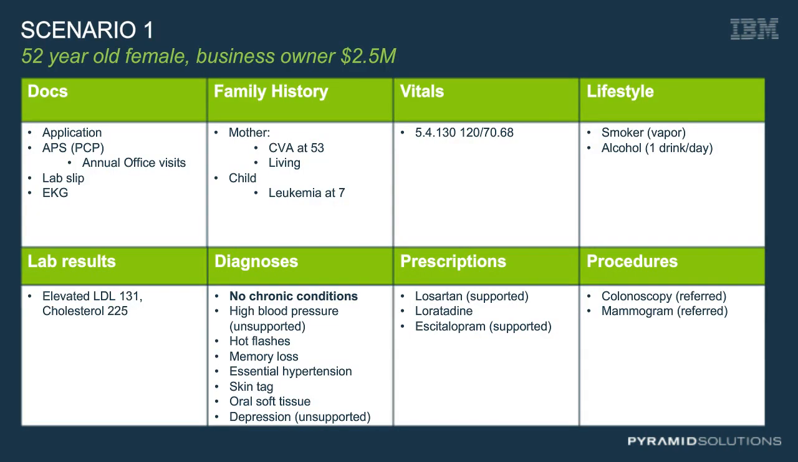Here's a scenario where we have a 52-year-old female business owner applying for about $2.5 million in life insurance. From the research, we've talked to over 30 different insurance companies and reinsurance companies and reviewed all their pain points.